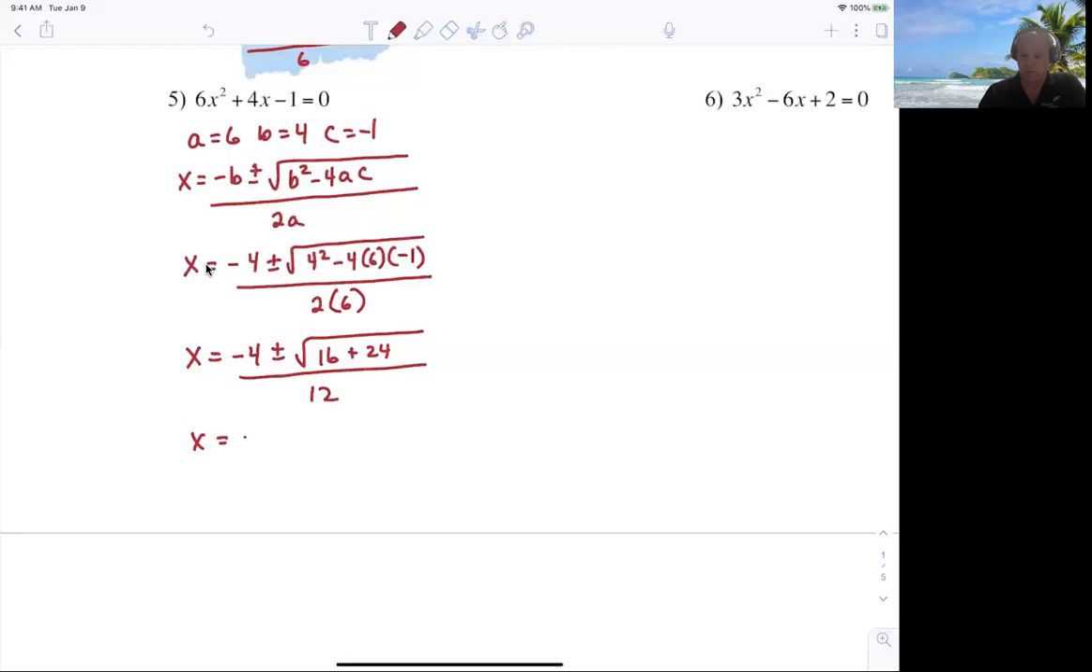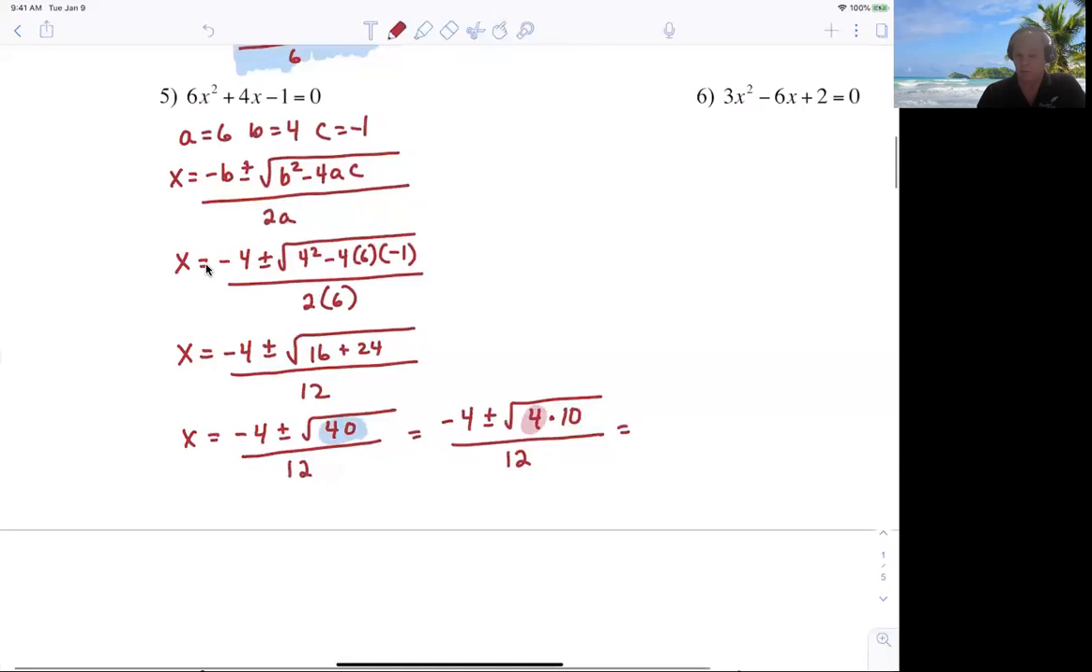X equals negative 4 plus or minus square root of 40 over 12. Now we have to think back and see that 40 can be broken down. So let's review that process. Negative 4 plus or minus, 40 is 4 times 10. And now we say that the square root of 4 is 2. So we can now write it as negative 4 plus or minus 2 radical 10 over 12.